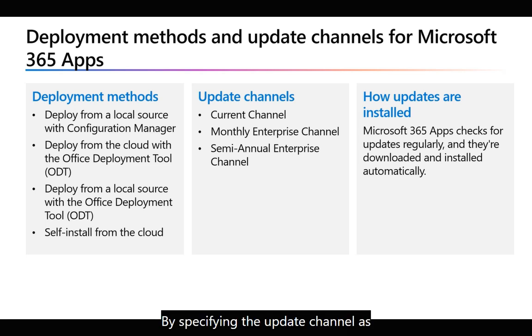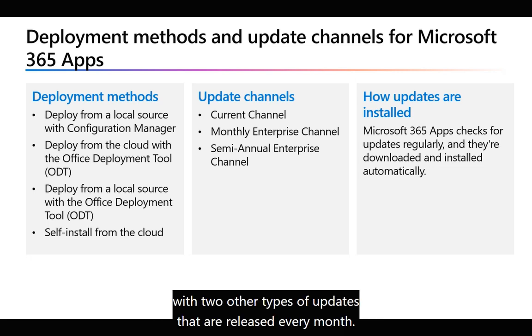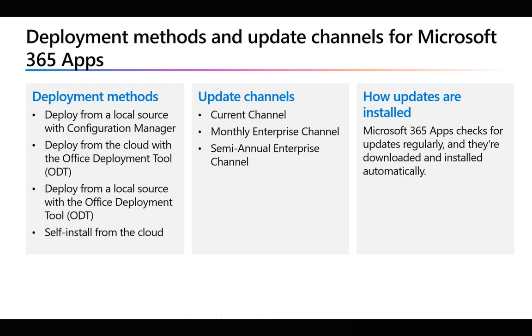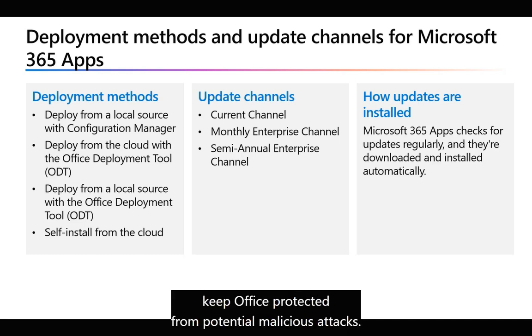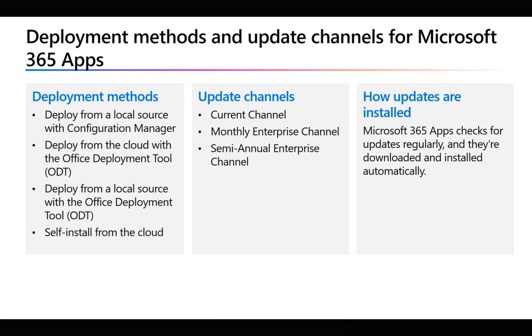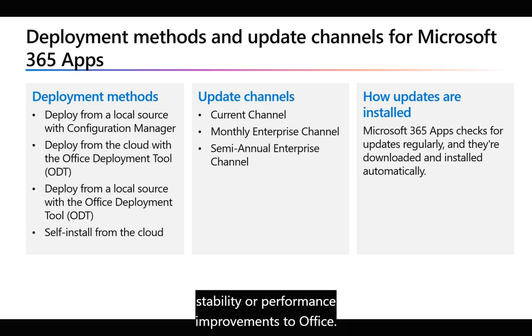So by specifying the update channel as needed, you can provide each update channel with 2 other types of updates that are released every month. So we've got a bit of flexibility here that we'll talk about in a bit more detail. So we've got security updates. These are updates that help just keep Office protected from potential malicious attacks. Now, there's also non-security updates, which are quality updates. Those are updates that provide more stability or performance improvements to Office.